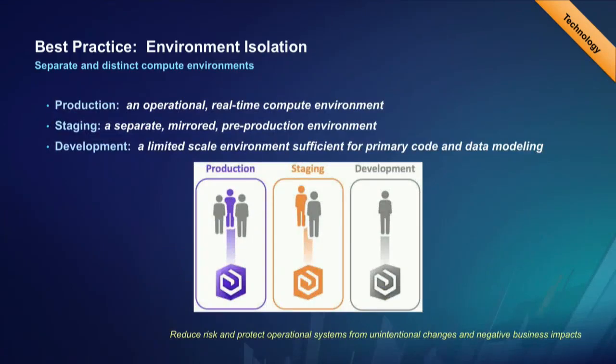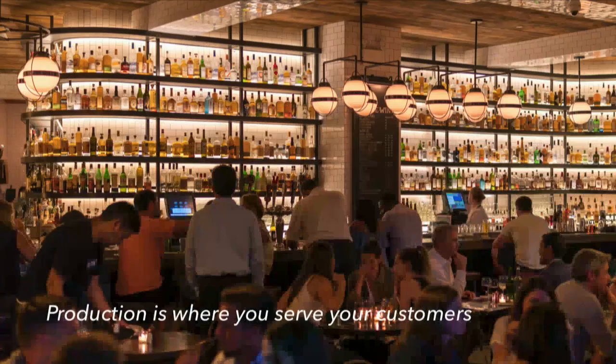Environment isolation is another technology-based best practice. Isolating computing environments is recommended as an approach that will contribute to your system reliability and system availability, and it does so by creating separate and distinct systems for production, for staging, for testing, and development activities. Environmental isolation reduces risks and protects operational systems from unintentional changes and negative business impacts.